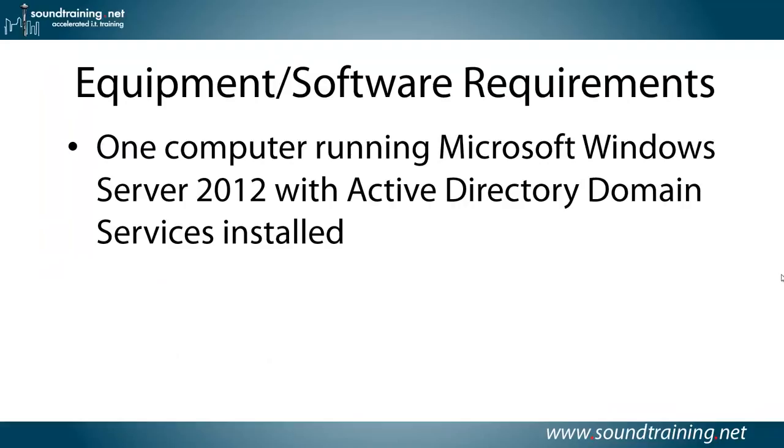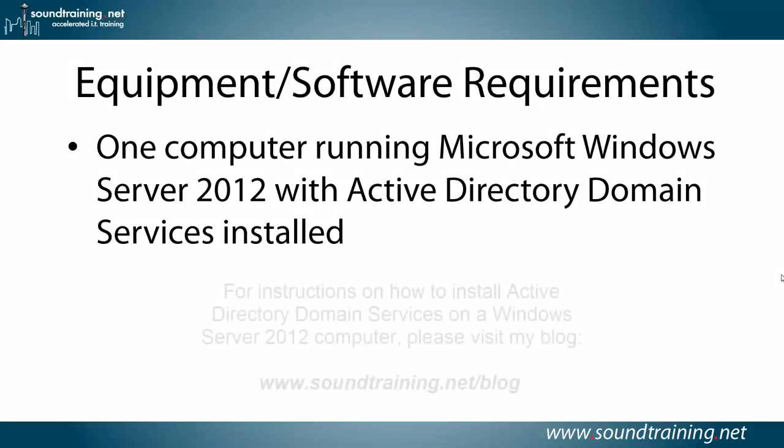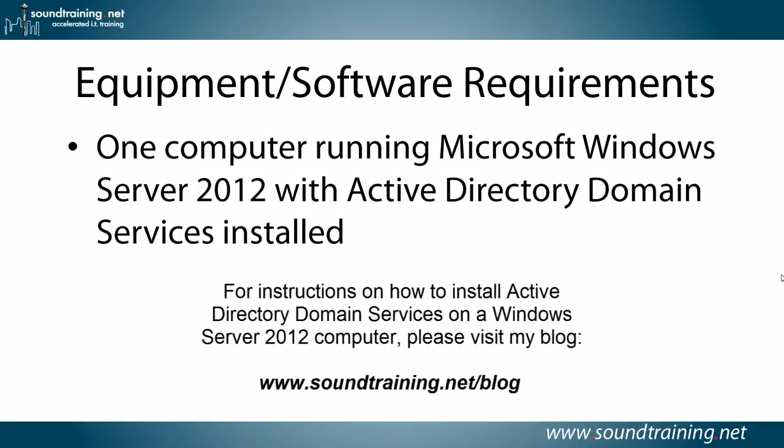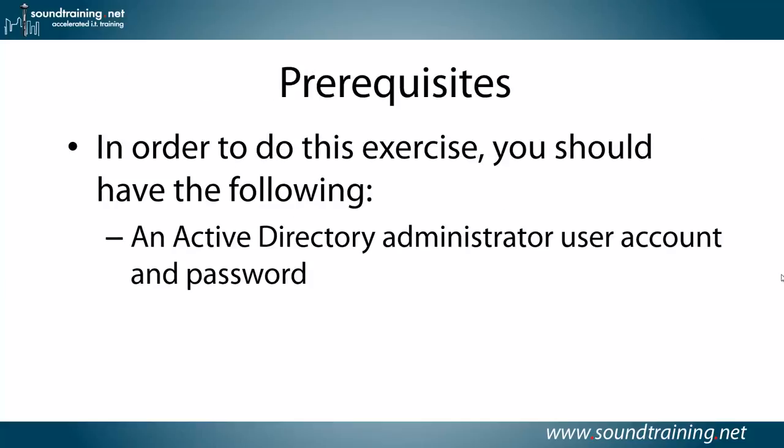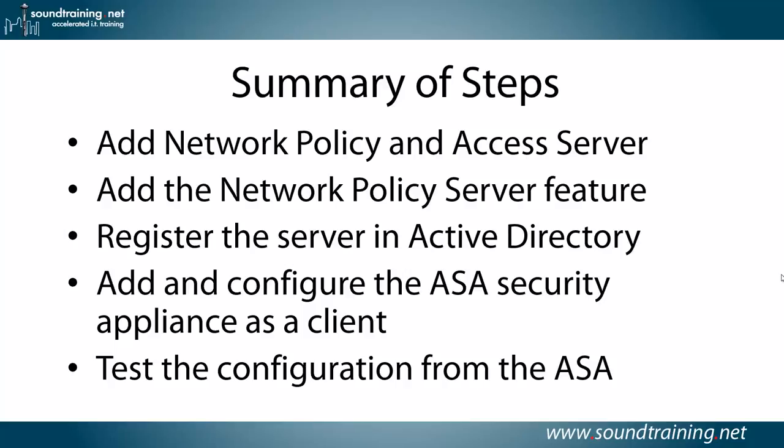Here's your equipment and software requirements. You simply need one computer running Microsoft Windows Server 2012 with Active Directory Domain Services already installed. And if you want to test the configuration, then you'll need an ASA security appliance as well, which we'll be using, but that's not required for the installation, just for testing it after you're done. Prerequisites: in order to do this exercise, you'll need an Active Directory administrator user account and password on your Windows Server 2012 box.